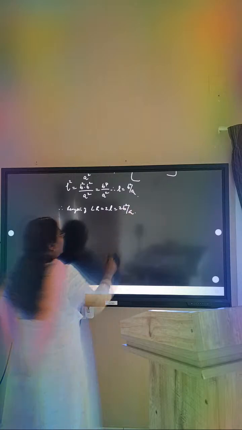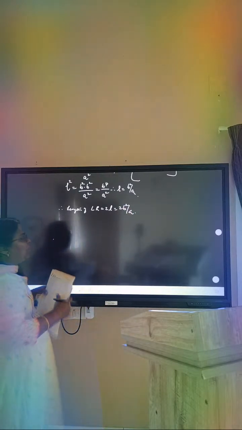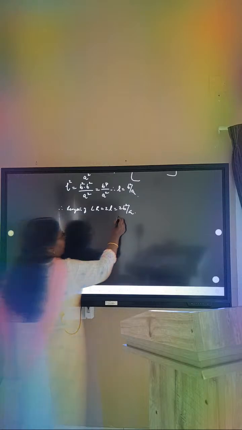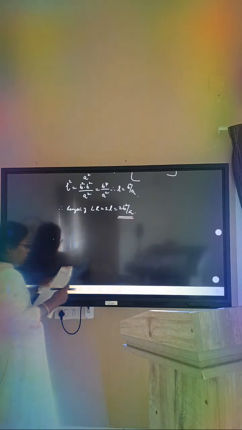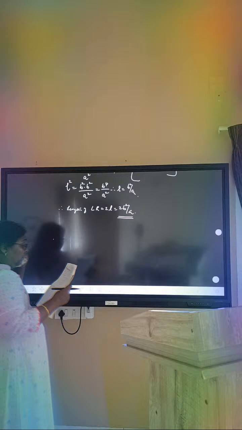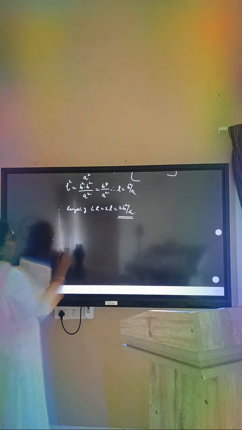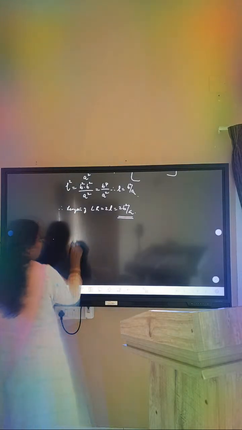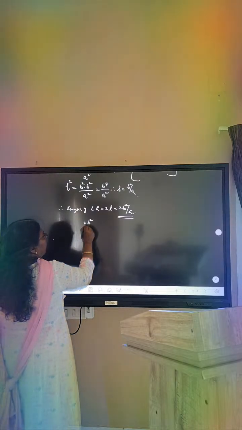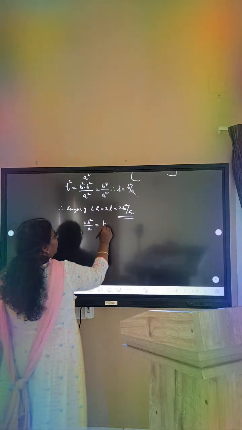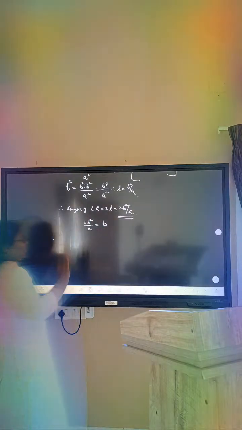What is the length of the latus rectum? It is 2b squared by a. Okay, the question is, if the length of the latus rectum is half its minor axis. So that means it's given that 2b squared by a is equal to half of its minor axis. That means it's just b.